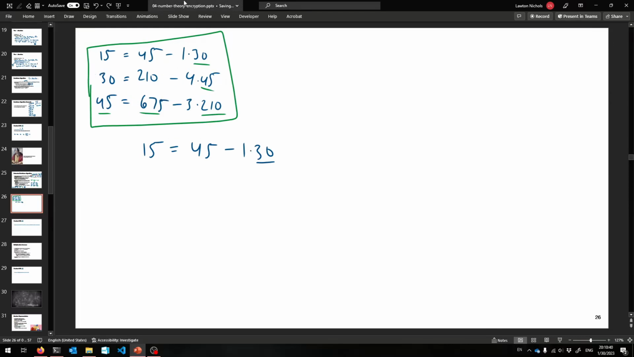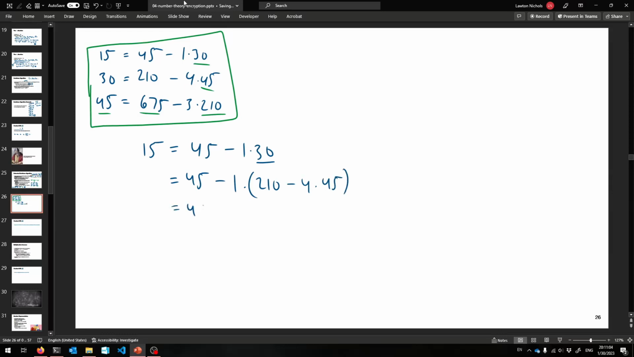So let's replace this 30 with what it's equal to. What's 30 but, well, keep the 45 minus 1 times. What's 30 but 210 minus 4 times 45? 210 minus 4 times 45. And now we have to do some factorization and things. 4 times 45. It's just equalities.